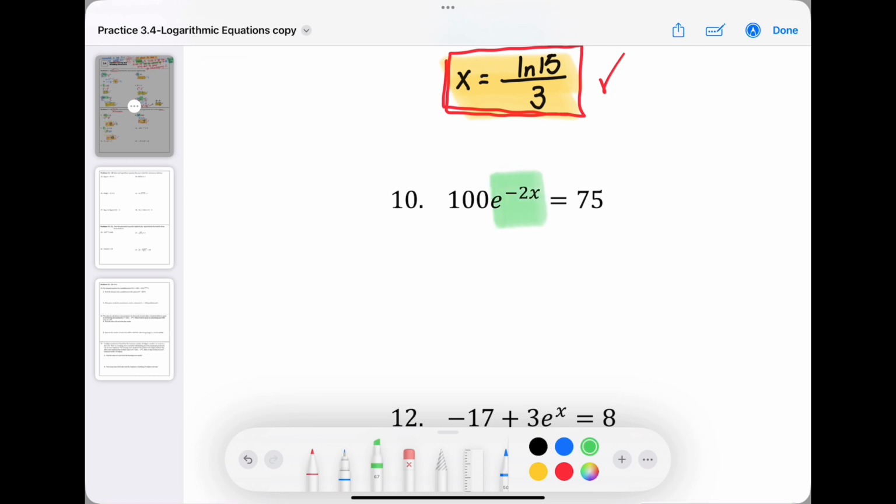Now moving on. All about the base. You know that the trouble is right here. So step 1, I need to isolate.